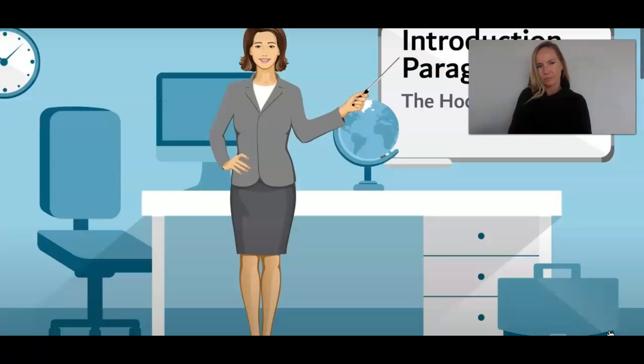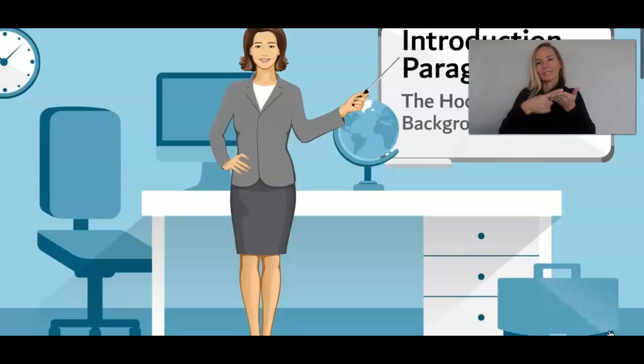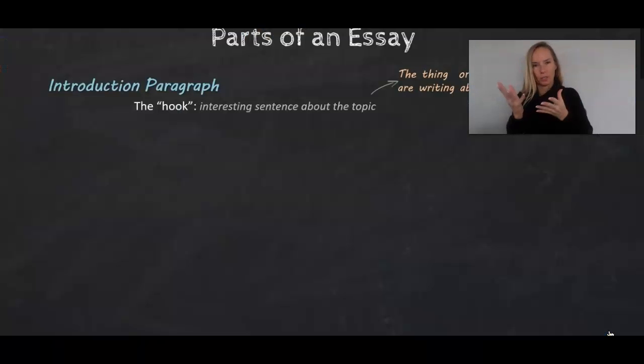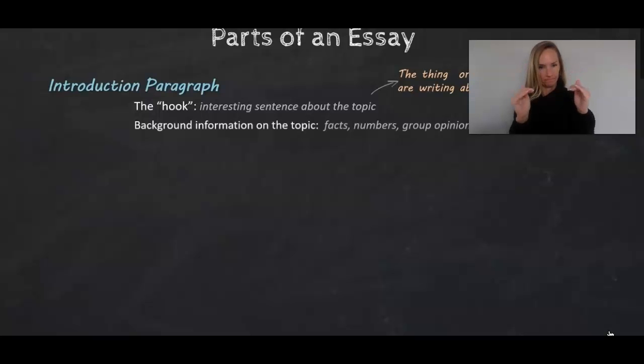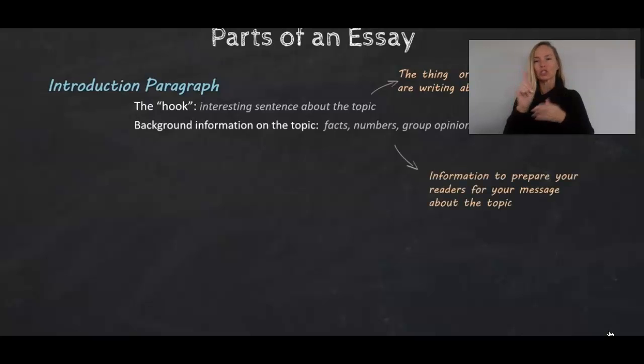And the next part of the introduction paragraph we'll talk about is background information. Okay, so you start your introduction paragraph with the first sentence called the hook. Then you follow with sentences that tell background information on your topic. Examples of background information include facts, numbers, group opinions, or history. These are just a few examples of background information, and the type of background information you use should prepare your readers for your message about your topic.